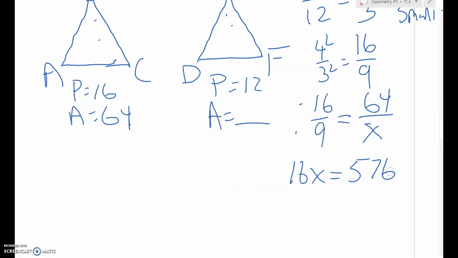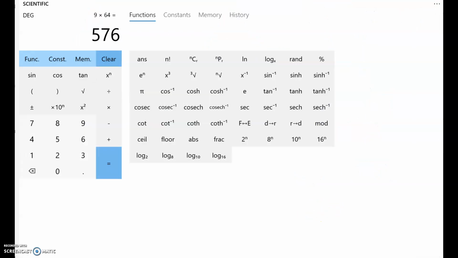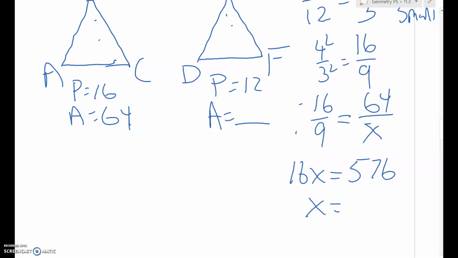So that's 576. And then we divide by 16, which is 36. So that means the area of the smaller one is 36 feet squared. Okay, and notice we found that area without knowing any of the units or any of the sides. All we needed to know was the ratio to figure those things out.